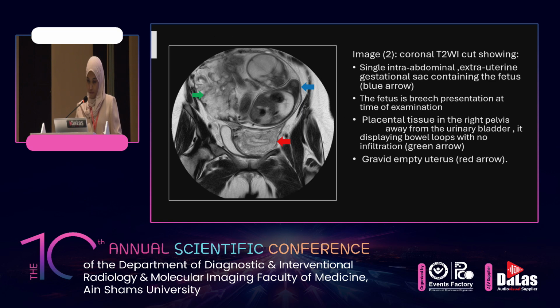Coronal sections of T2 weighted imaging show a single intra-abdominal extra-uterine gestational sac located in the left side of the abdomen of this patient, containing the fetus, and the fetus is in breech presentation at the time of the examination. The placenta is located on the right side, and here the uterus appears empty and gravid and shifted to the left side.